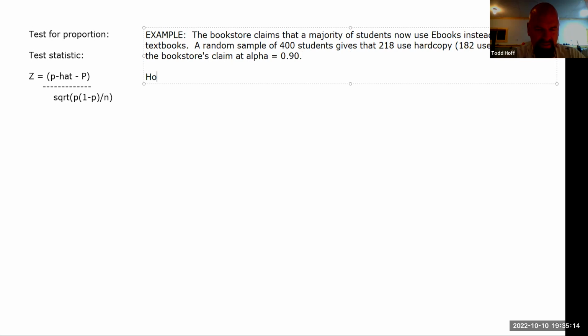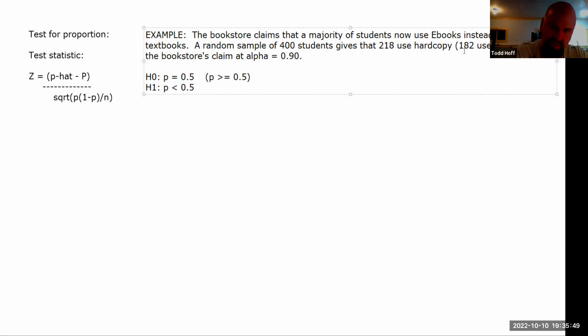So our null hypothesis, H0. Bookstore claimed a majority of students. So is that the mean is greater than or equal to 0.5, or not the mean, it should be the proportion. P is greater than or equal to 0.5. Now notice I just put equal to, even though we really know it's greater than or equal to 0.5. We only use equal to as our notation to create that hypothetical sampling distribution. So then the alternative is that the proportion is the other direction, less than 0.5.